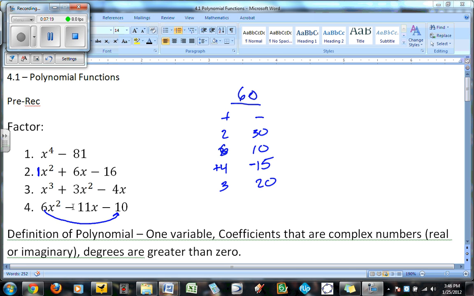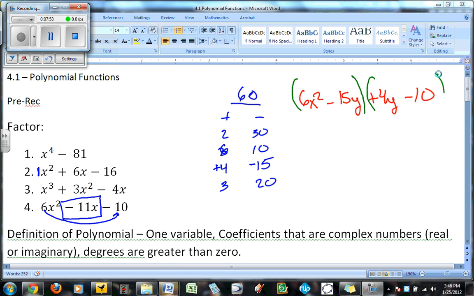So all we do to finish this problem is we rewrite this. And what we're going to do is replace this negative 11 with a negative 15y plus 4y. And that's all we're going to replace. We're going to rewrite everything else the same. So I'm going to have 6x squared minus 15y, and it doesn't matter what order you put this in, plus 4y minus 10. It has no bearing, it doesn't matter. The next step is we're going to group it. We now have 4 terms, and that was the point. We are expanding it out so we can now group it.